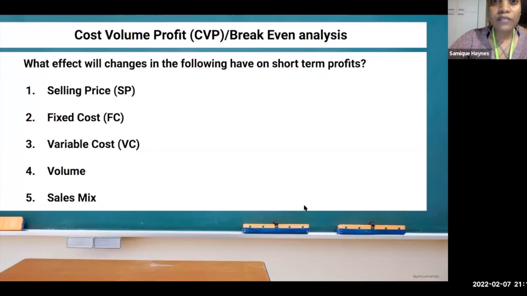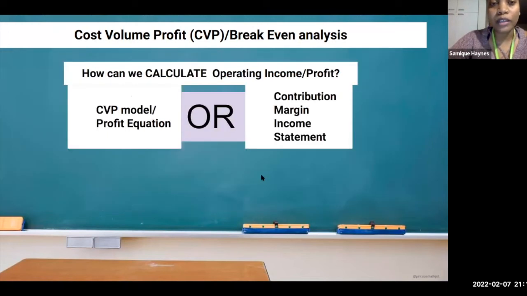Okay? Cost-volume-profit analysis, or break-even analysis as another way of saying it, looks at the effects that changes in the following will have on short-term profits. If the selling price changes, how does that affect profits? If fixed costs and variable costs change, how does that affect our profit? If the volume, which is the number of units we produce, changes, how does that affect our profits? And the sales mix, meaning how much of one product we produce over another, if that changes, how does that affect our profits? Because some products earn us more profit than others, right? That's what the sales mix is really talking about.